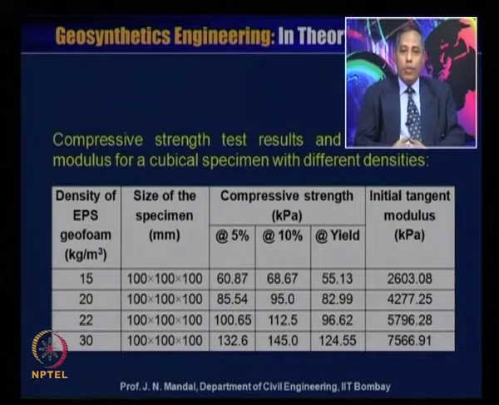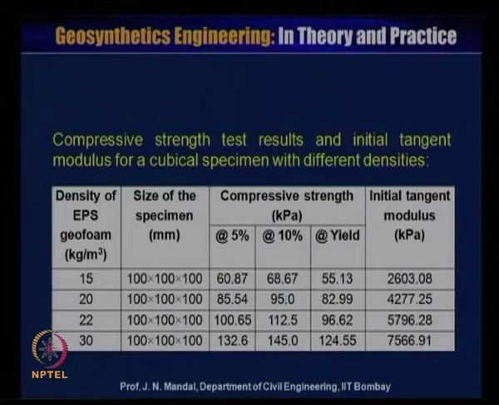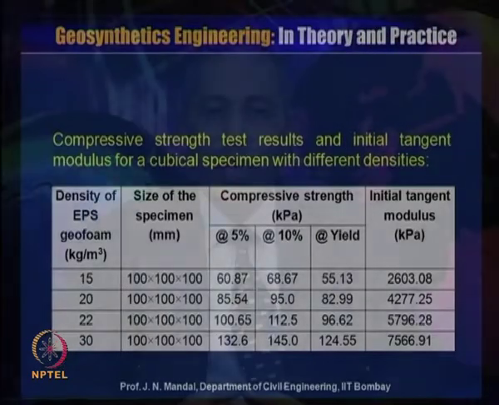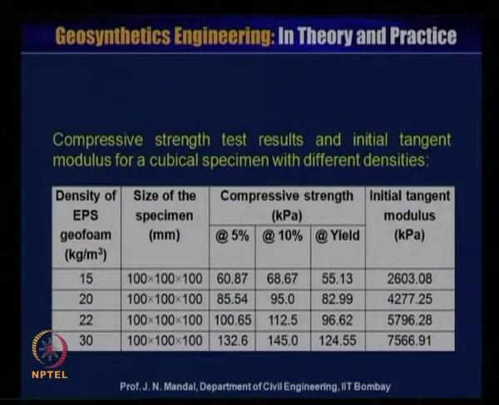It has been observed from this table that for the Indian condition, this material with a density of about 22 has an initial tangent modulus value of about 5796 kilopascal. This will also suit the construction of an embankment on the subsoil, or any road construction.